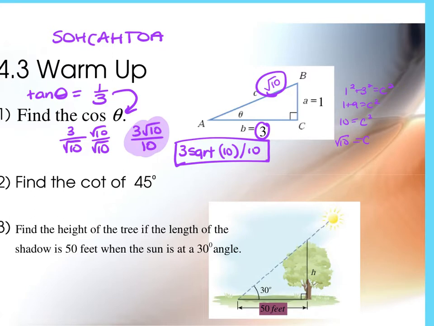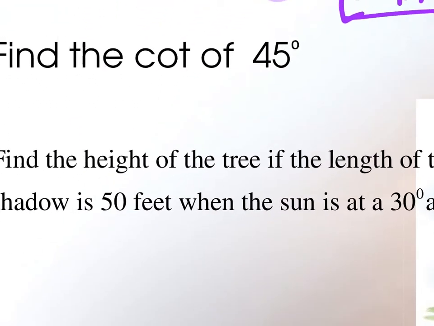All right, number 2 says find the cotangent of 45 degrees. So I did tell you that at some point you're going to have the option to pick between unit circle and right triangle. On that quiz, you can use either one. Since we're talking about right triangles, I'm going to use the right triangle one here.